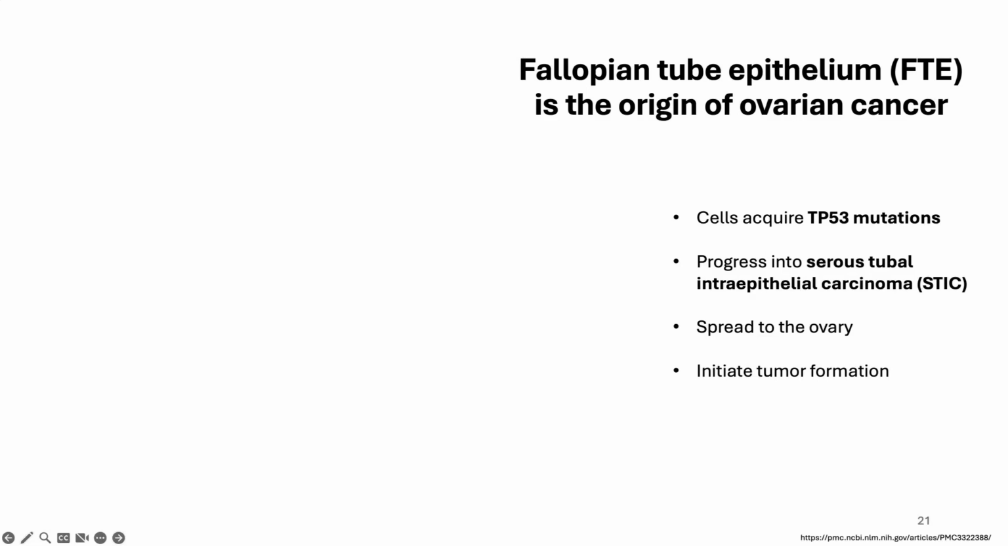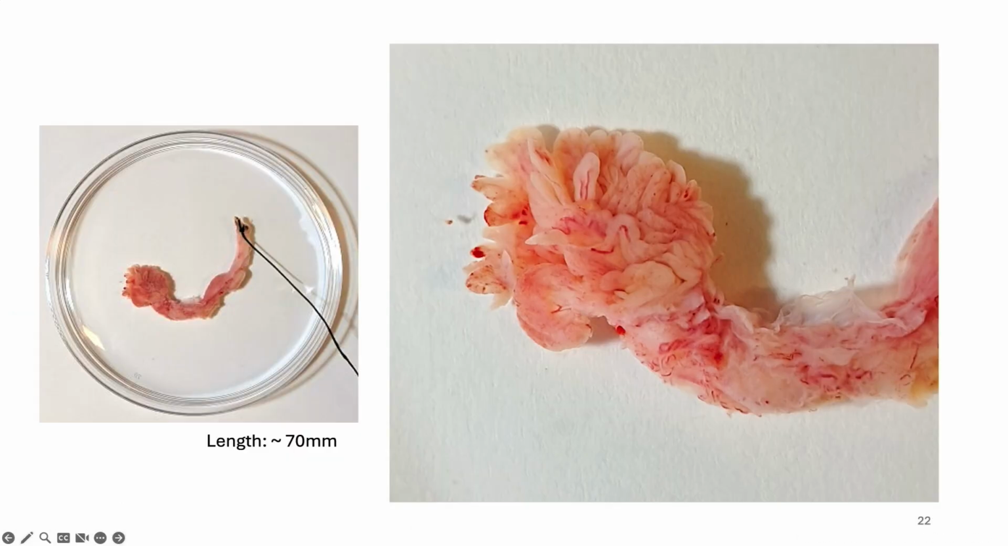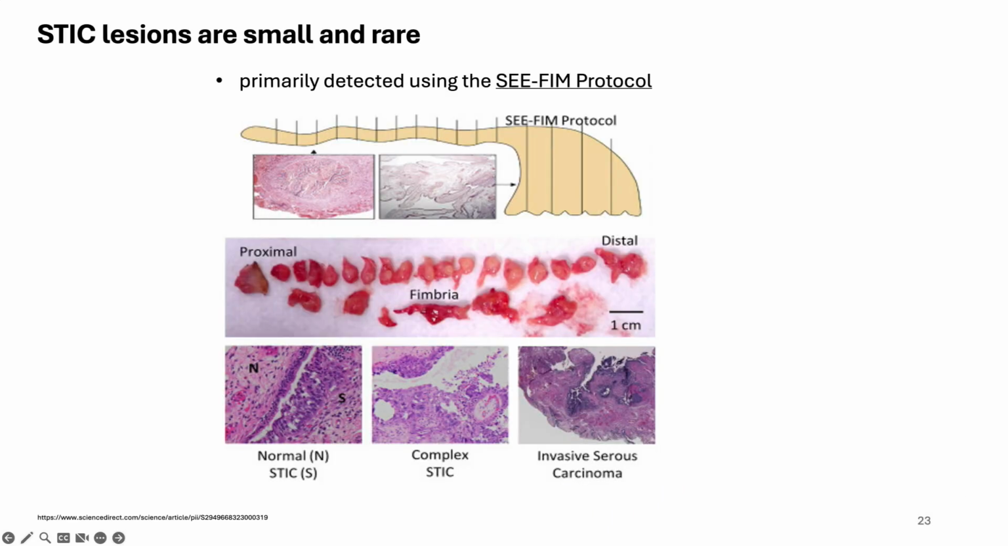This cancer usually develops through a precursor lesion called STIC. Initially starting with a TP53 mutation, it progresses and spreads to the ovary and forms tumors. Here we show a real fallopian tube specimen that was collected after surgery and shipped from our close collaborator at Johns Hopkins Hospital. People usually use the SEE-FIM protocol to search for potential STIC lesions.